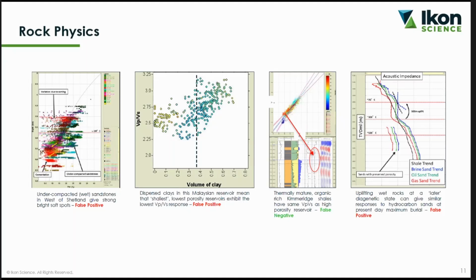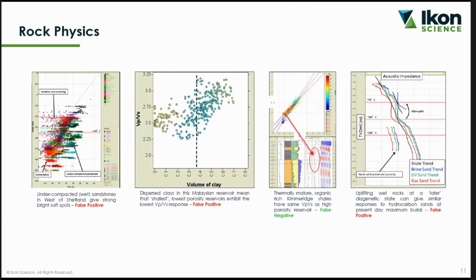Moving to the right, we have a plot here of VP-VS ratio against volume of clay, and this is from a Malaysian reservoir. Basically what that is showing you is the effect of dispersed clay. What you tend to get in that situation is these typical V shapes. If you plot VP versus volume of clay and VS versus volume of clay, you'll see a non-linear peak. Basically, you can see the same things in VP porosity cross plots. And in terms of the VP-VS ratio, you see actually the lowest values are associated with fairly shaly sands.